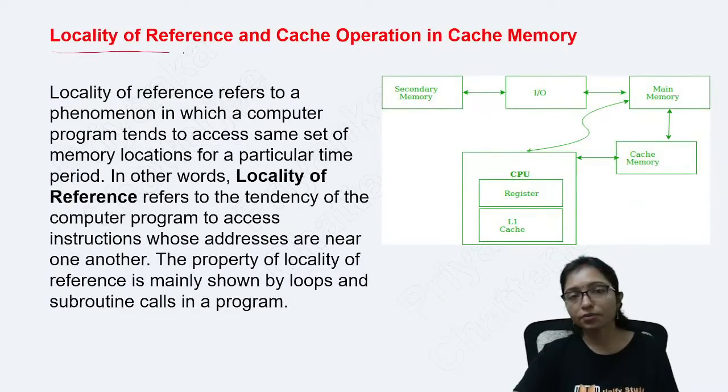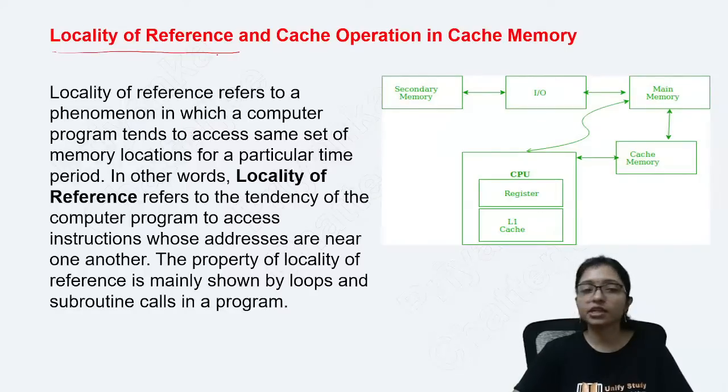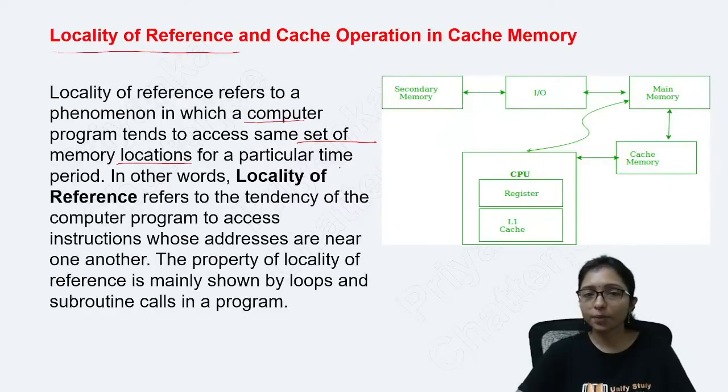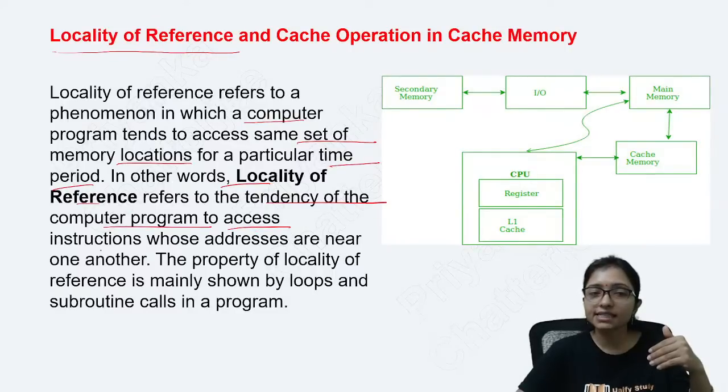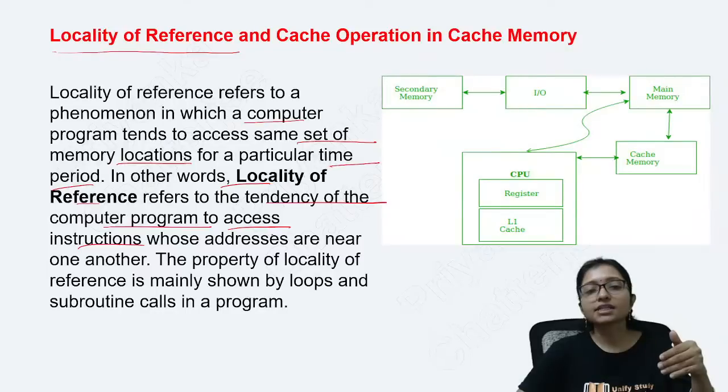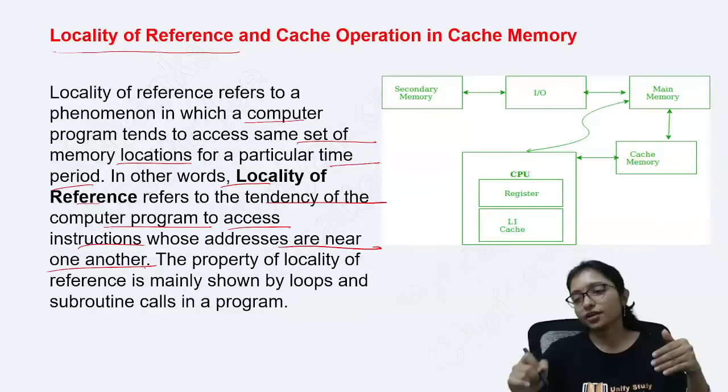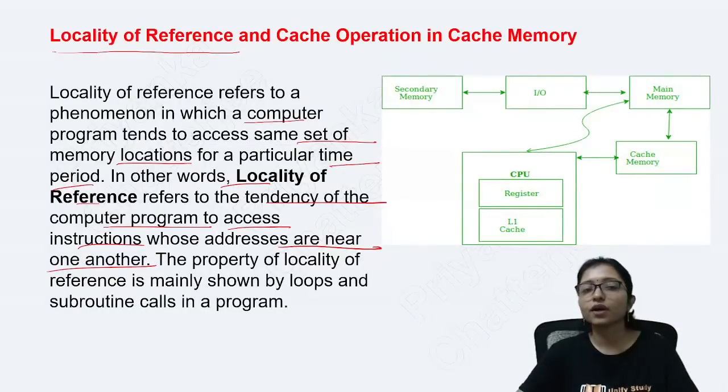Right? Now then, what is locality of reference? Lots of times questions came on this topic. Locality of reference refers to a phenomenon, also one type of phenomenon in computer programs, that tends to access the same set of memory locations for a particular period of time. Okay, the same set of memory references. So in the same area I am working. In other words, locality of reference refers to the tendency of a computer program to access instructions whose addresses are near one another. Which is near to me, I am accessing that one only.